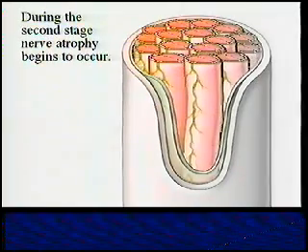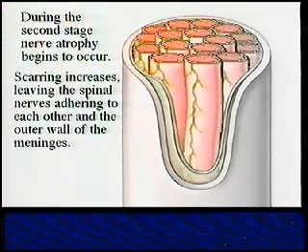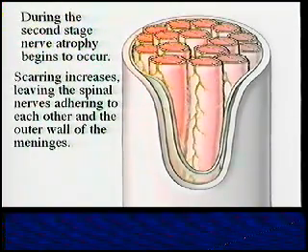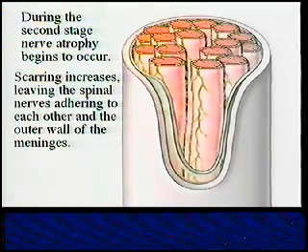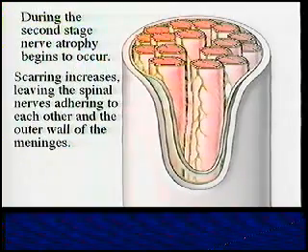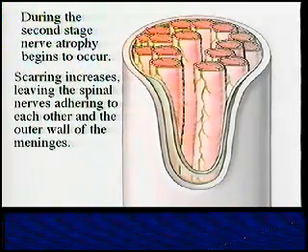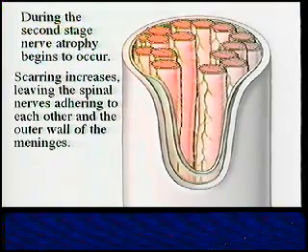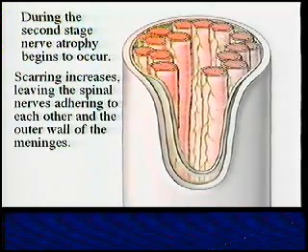As time progresses, the second stage begins, and this is of nerve atrophy. Scarring begins to increase, and the production of collagen fibrils by the fibroblasts produces scar tissue, which causes the nerves to adhere not only to each other, but directly to the arachnoid and to the dura.